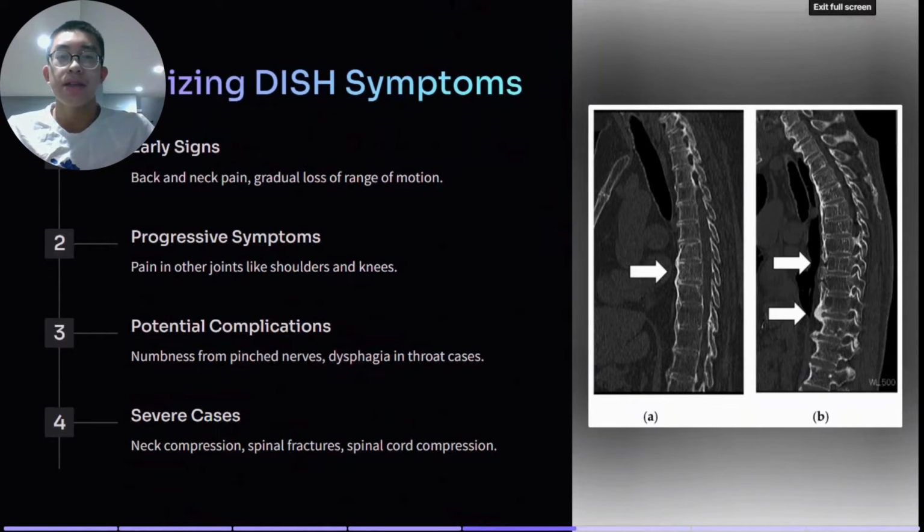Now, if you take a look at the symptom slide on this presentation, you can see the picture on the right. By looking at part A of the picture, you can see abnormal bone growth where the arrow is pointed, but it looks better than image B. And then what happens in B is that the bone growth at the bottom arrow, the bone merged together, and then at the top arrow you can see a little gap. So this is what could happen to your spine if you have the dish disease.